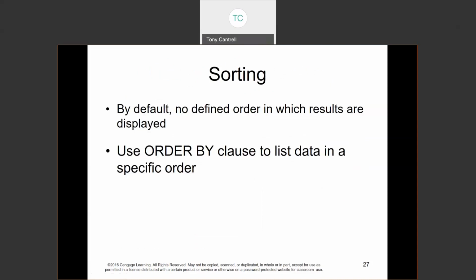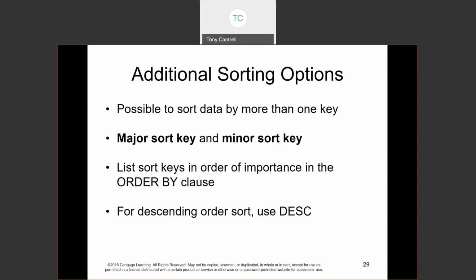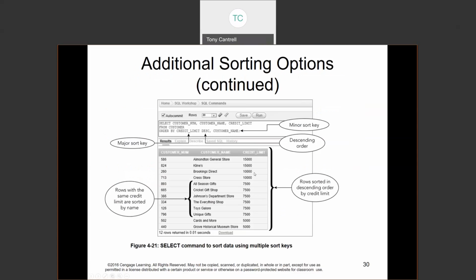Sorting. By default, there's no order in which the results will be displayed. But you can use the order by clause to tell it whatever order you want. You do it by a sort key, which is a datum you want to sort on. And by default, it's ascending order, which means lowest to highest or A to Z. You can also have a major sort and a minor sort, which means multiple fields to sort by. You can also tell it, instead of ascending order, I want descending by using the DESC keyword. Here's an example of that.